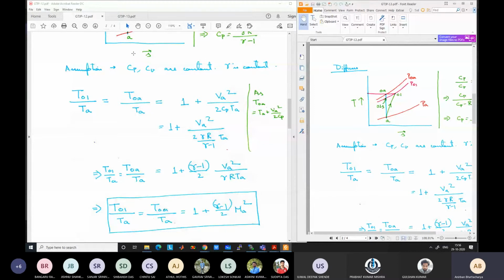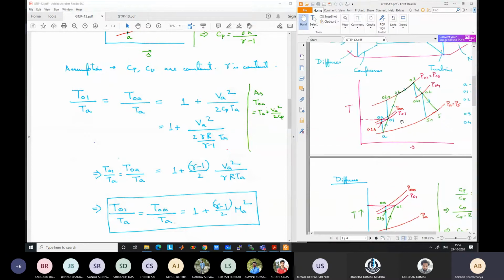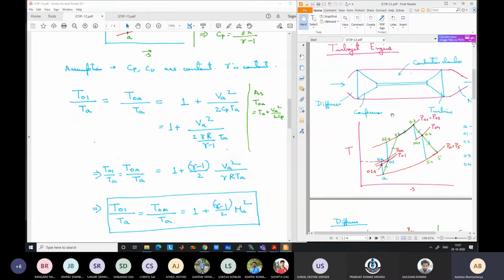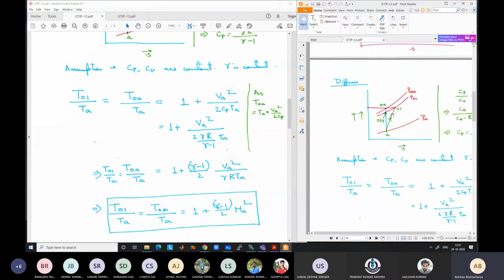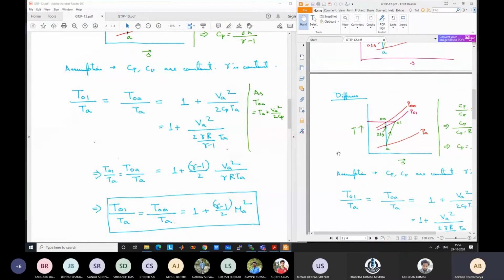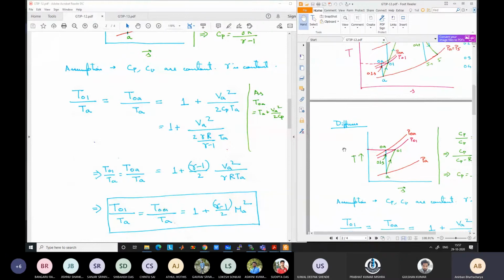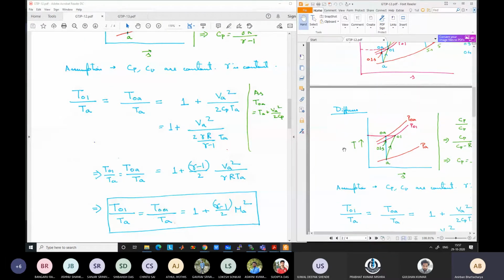The speed of sound will also vary along the diffuser, or along the entire turbine. We will see that the speed of sound varies because it depends on the temperature. So at point a, the speed of sound is Ca, given by the square root of gamma R Ta. So gamma R Ta is Ca square, and Va square by Ca square is equal to Ma square, the square of the Mach number at the inlet. So it is the inlet Mach number basically.